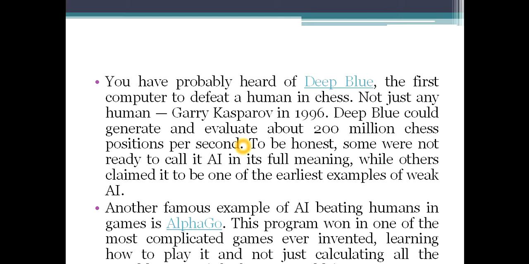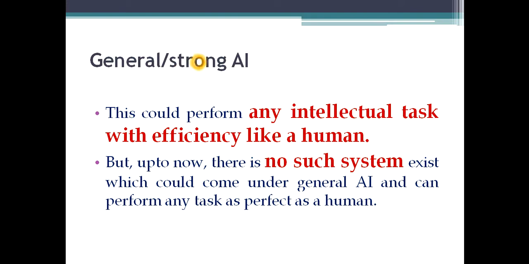Blue and AlphaGo are famous examples of narrow or weak AI. Then we have general or strong AI. General AI means a system that could perform any intellectual task with the efficiency of a human. But up to now, no such system exists which can perform any task as perfectly as a human being, meaning the machine should have emotions and feelings like a human being. This research is going on, but currently we don't have any such system.